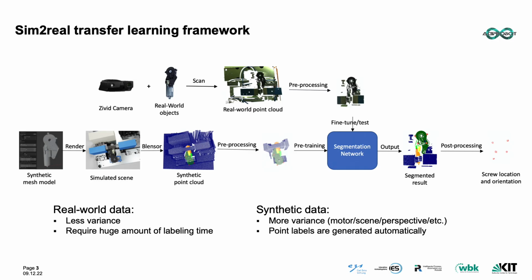Here is the overall framework of our method. First, synthetic point cloud data is generated and pre-processed. It is used for the pre-training of the segmentation network. Then, a very small amount of real-world data is collected, labeled, and used for network fine-tuning. With the fine-tuned network model, we can get good online segmentation results. Finally, product-important information, such as the 6D information of screws, can be provided with post-processing operations.